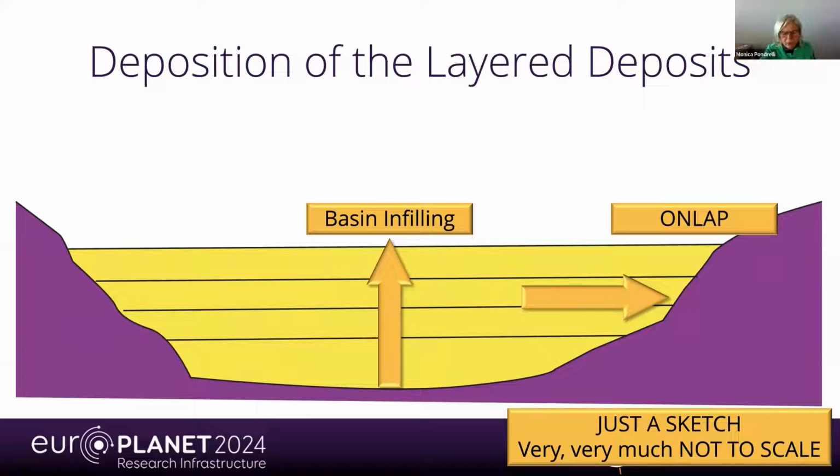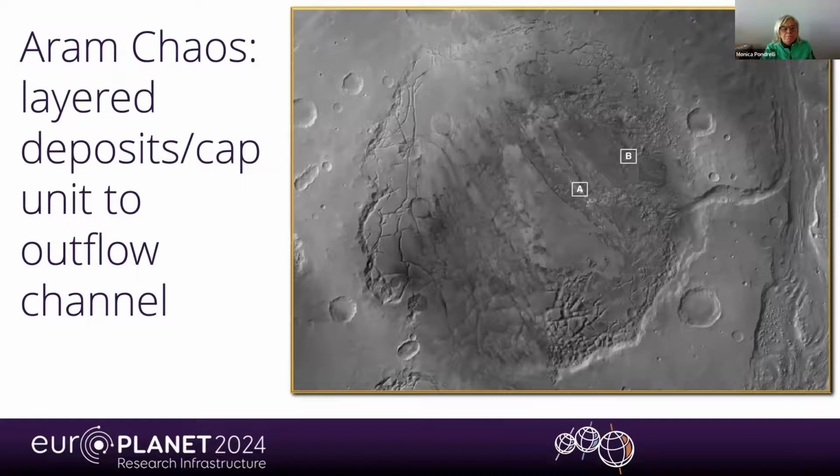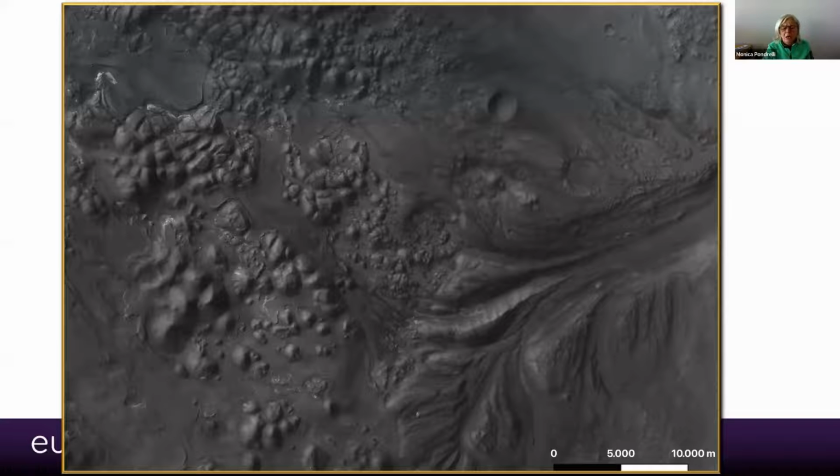Okay, this is just very roughly done, very much not to scale, but just to give you an idea. I leave this part, the relations between the layer deposit and the cap rock, cap unit, sorry, for later. But first we have to look at the relation between this unit and the outflow channel. The outflow channel is a pretty important feature here because we do not have the entire channel, we have just the beginning, the source area for the big outflow channel.